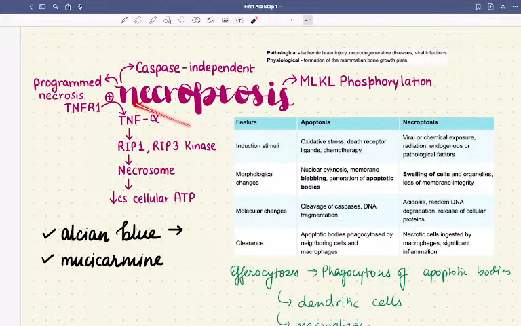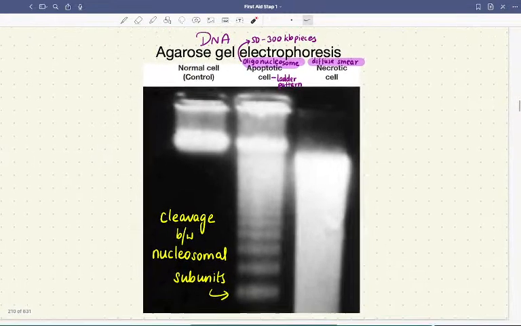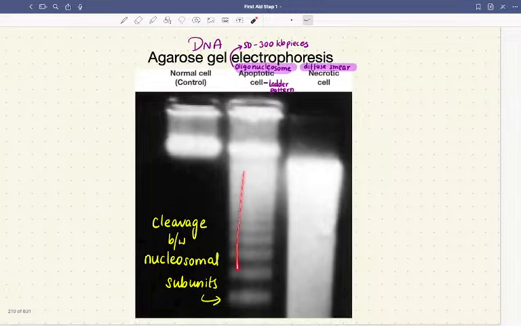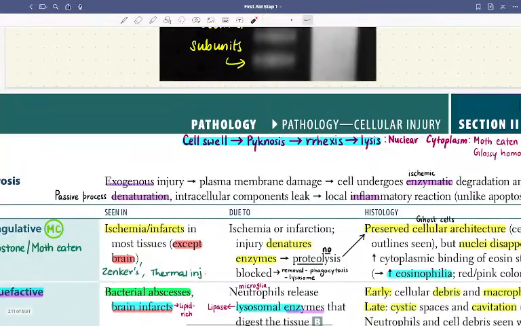So caspase independent necroptosis: TNF alpha, RIP1, RIP3 kinase, necrosome decreases cellular ATP, MLKL phosphorylation, programmed necrosis, TNF-R1. This is important. Step ladder pattern is apoptosis and smearing is necrosis. Oligonucleotides in a 180 to 300 base pair step ladder pattern, cleavage between nucleosome subunits, and in case of a normal cell, no clearing.